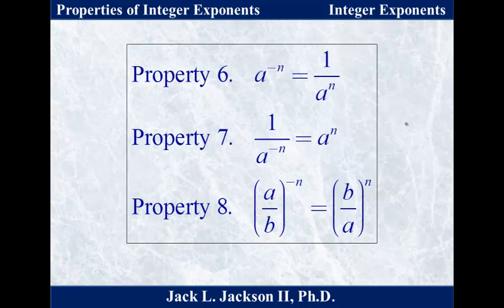Same thing for property 7. It flips. He's in the bottom, so now it flips up to the top, and it loses its negativeness, its ninja powers, and it becomes a positive n power. What does property 8 have? Well, the base is the whole fraction, so it flips the whole fraction over, and in the process, it loses that ninja power and becomes a positive exponent.